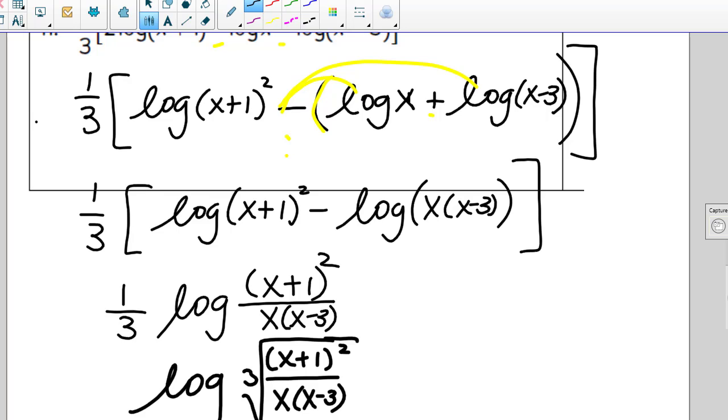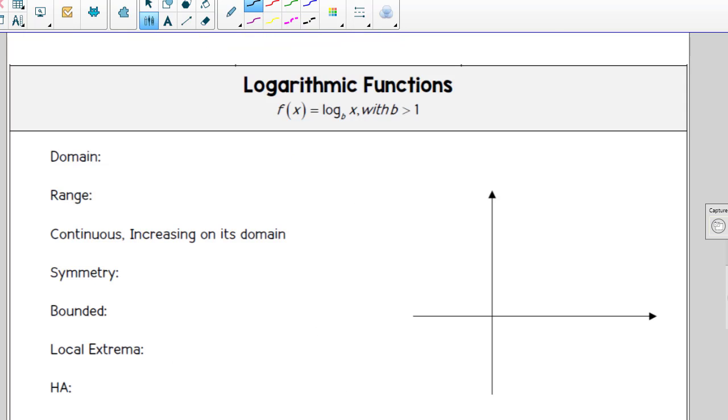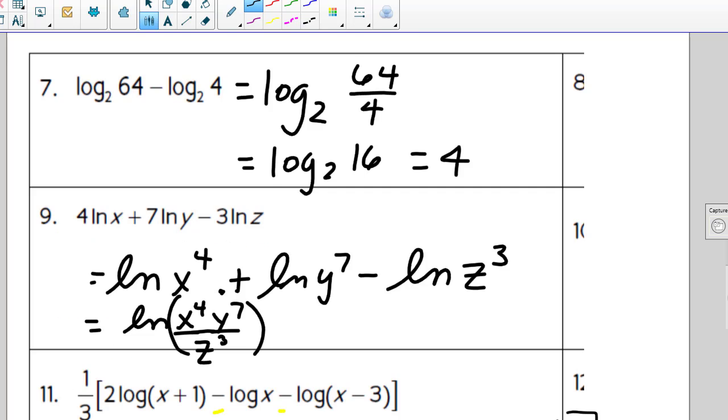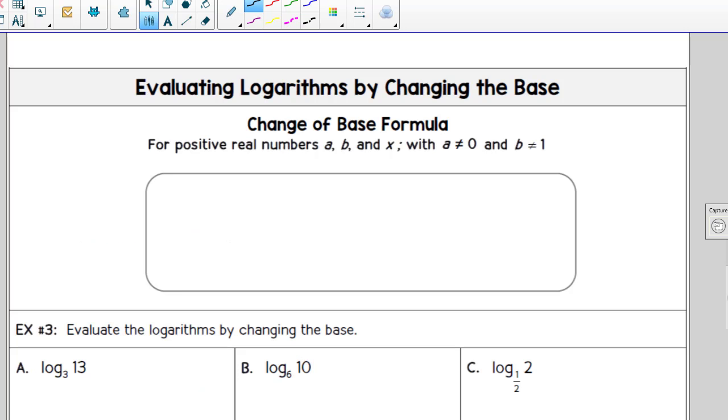Okay. Where are we? Is this where we are? Oh, okay. I think we were right here. Evaluating logs using the change of base formula.